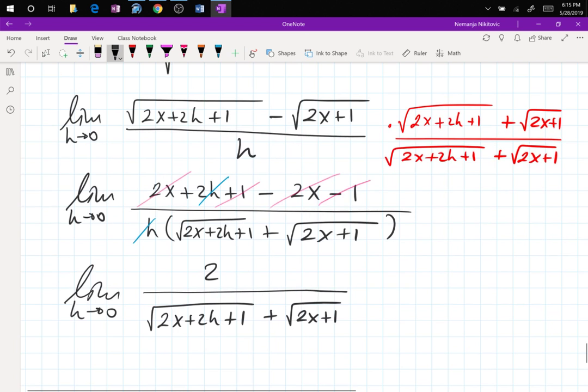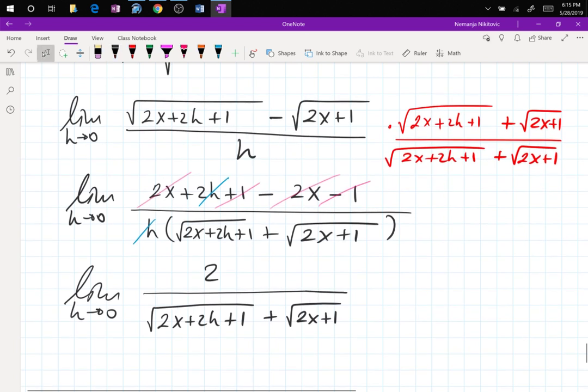How did the x get cancelled out again? What happened? How did the x get cancelled out? Positive 2x and negative 2x. No, what I meant to say was the h at the bottom, in the denominator.